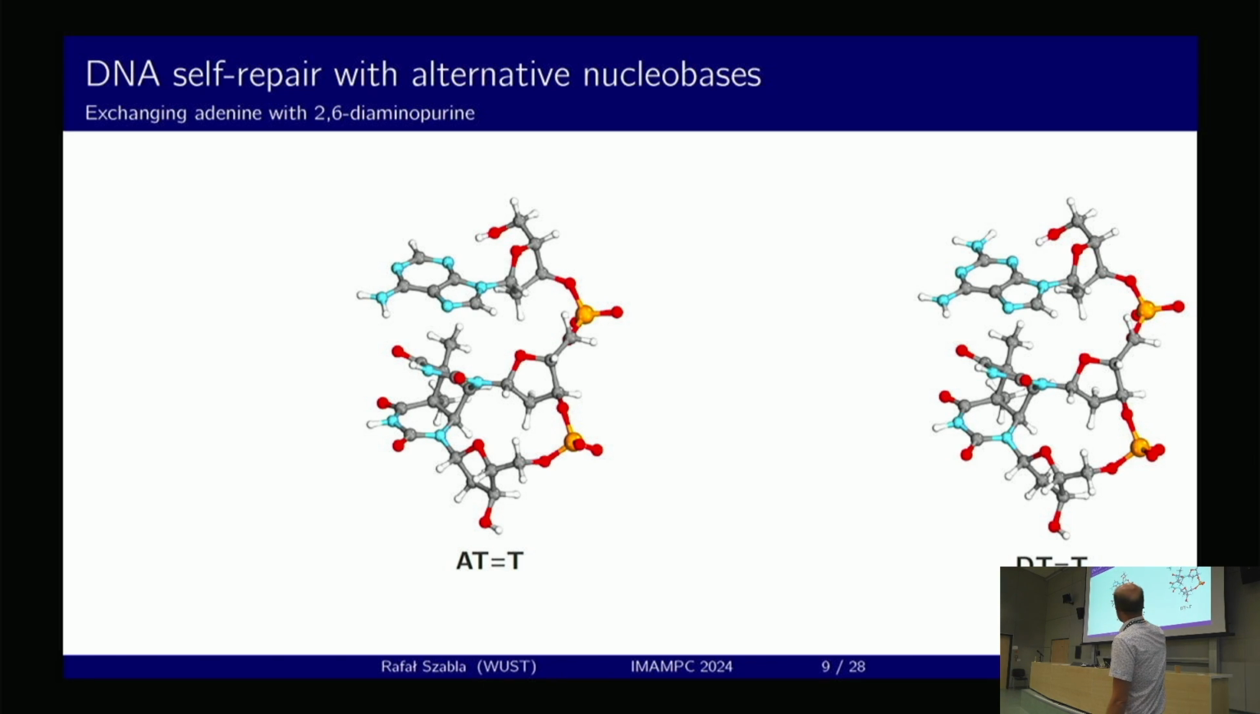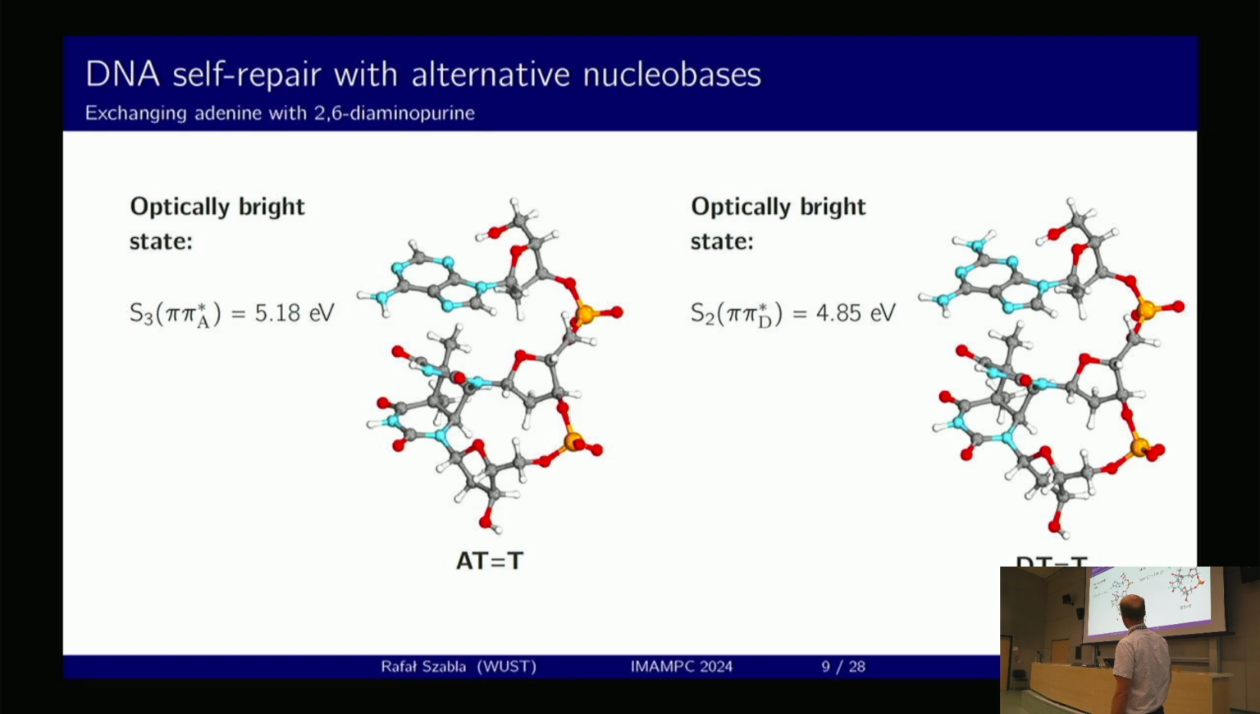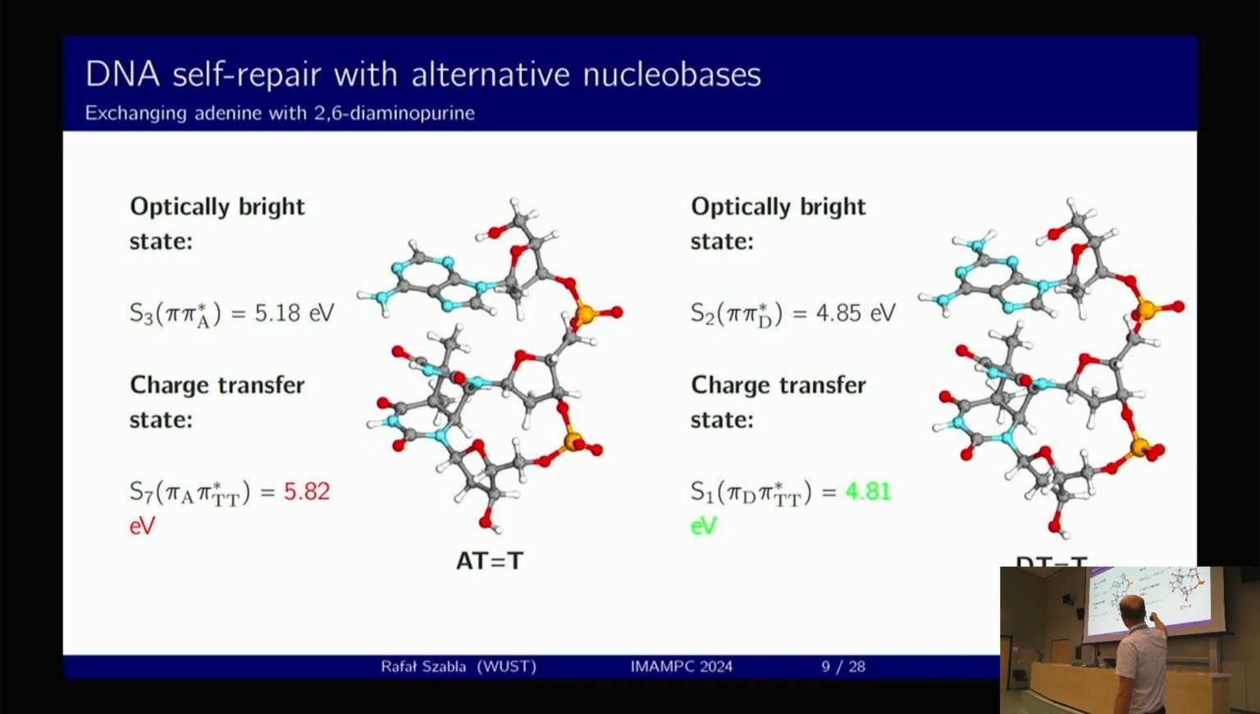When you actually look at the left and right, try to find the difference. So it's almost the same, right? So here you have adenine, here you have 2,6-aminopurine, and the difference is here just in this amino group in the 2 position of the purine ring, so here. And that small change, it actually doesn't affect the strand structure so much, because 2,6-aminopurine recognizes uracil thymine selectively, but it changes the spectrum. So the spectrum is redshifted, and that's the optically bright state. But also what you can see is an even more pronounced redshift with respect to the charge transfer states.